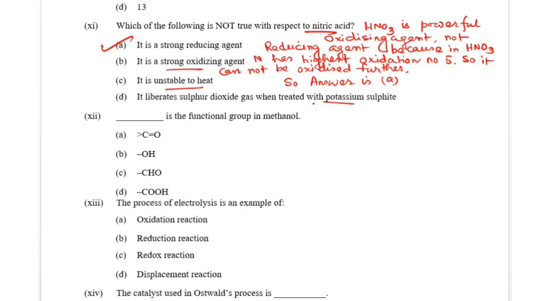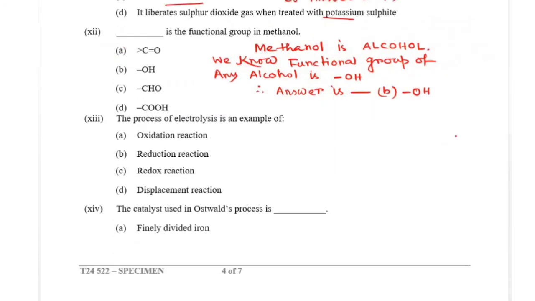Let us move to the next question. Dash is the functional group of methanol. We know methanol is an alcohol. And we know that in any type of alcohol, the functional group is OH. So the right answer is option B, OH. OH is the functional group in methanol.